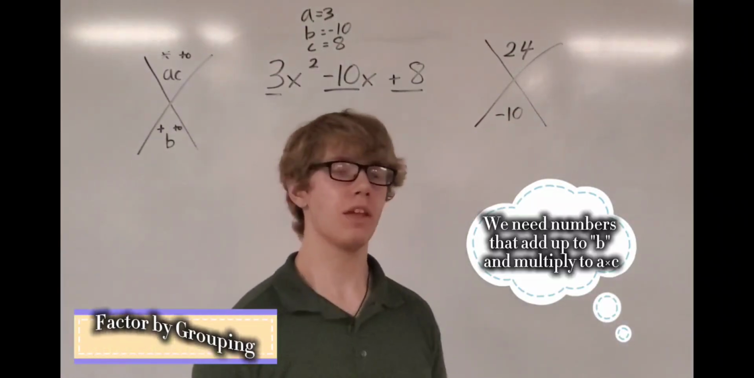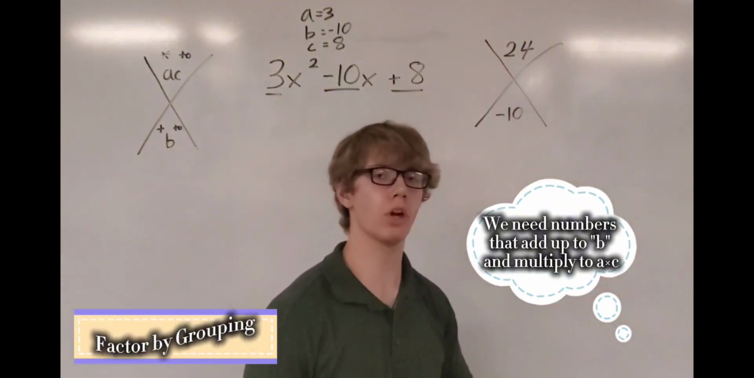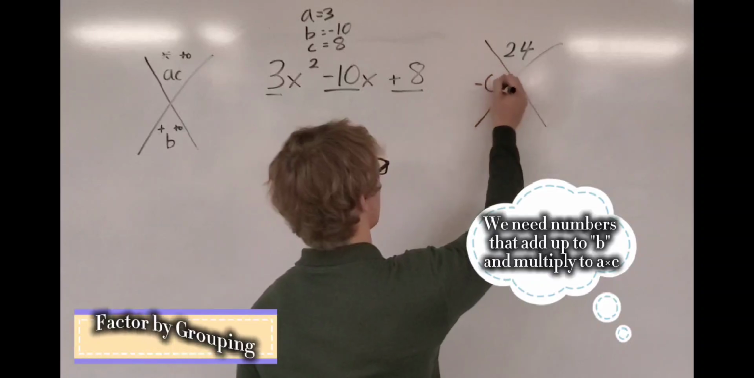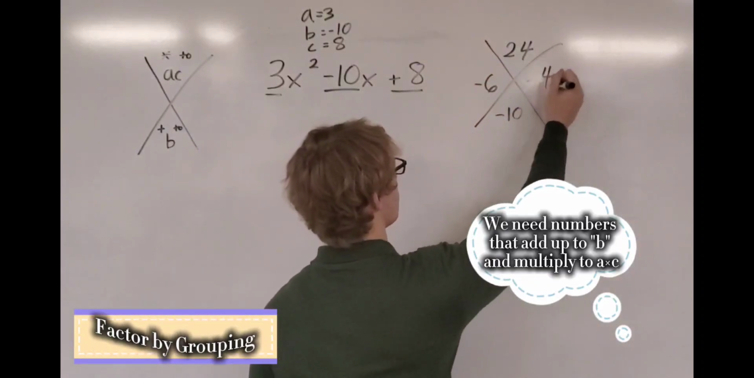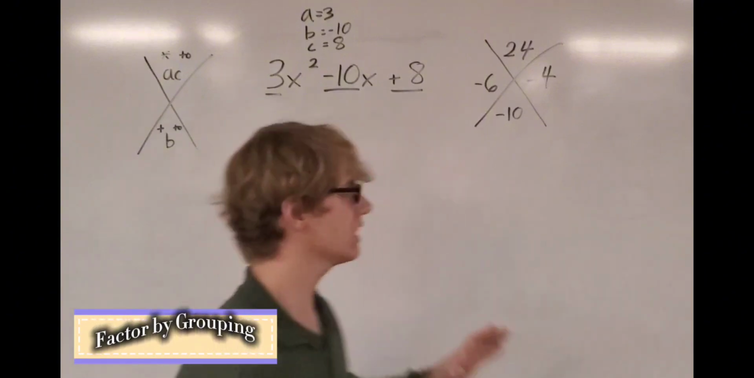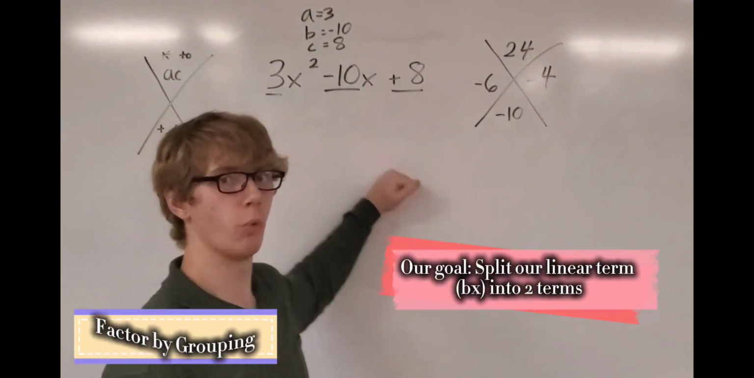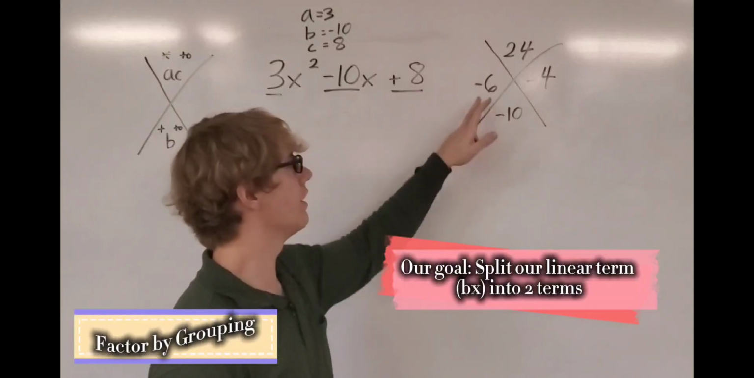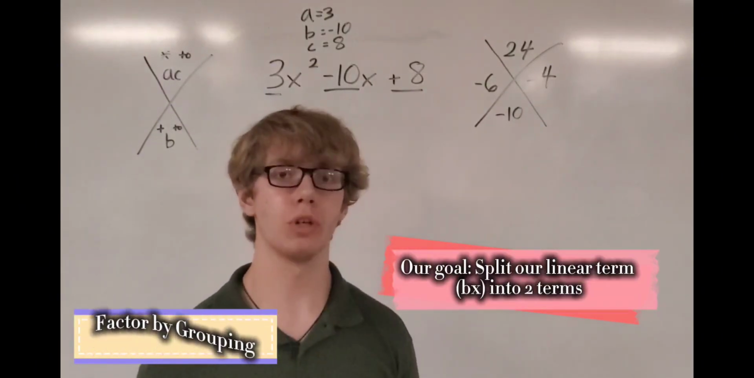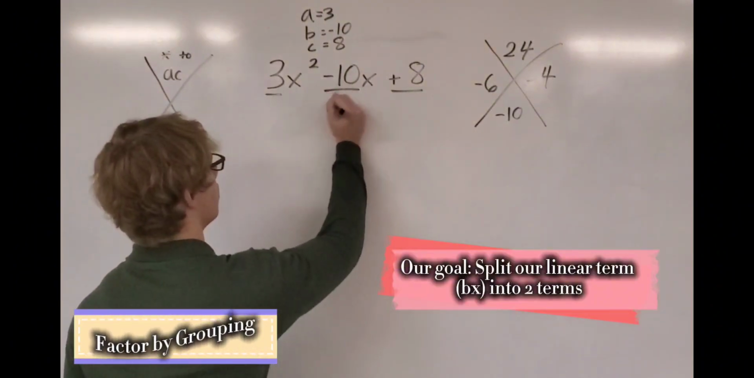Now, two numbers that add up to negative 10 and multiply to positive 24 are going to be negative 6 and negative 4. When you add those two together, you get negative 10, and when you multiply them, you get 24. Now, the purpose of this is to take this negative 10x and split it up. We are breaking it up into negative 6x and negative 4x, and it does not matter which order you do this. Okay, so I'm going to rewrite this.